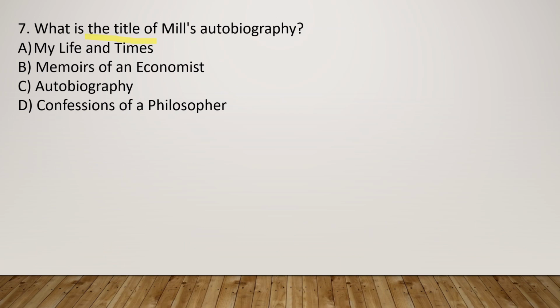What is the title of Mill's autobiography? Options are given to you. For solving these type of questions, you must know the writer of these books, and if you know the publication years of these books, it will help you for solving the order type of questions related to these books. My Life and Times, authored by Jerome K. Jerome, and it was originally published in 1926.